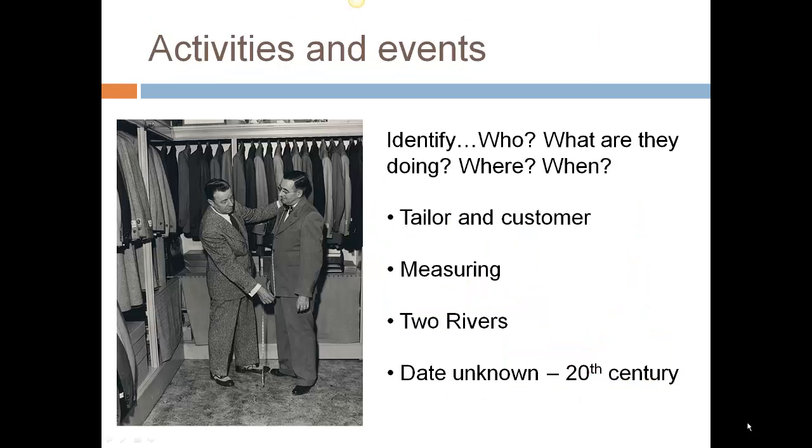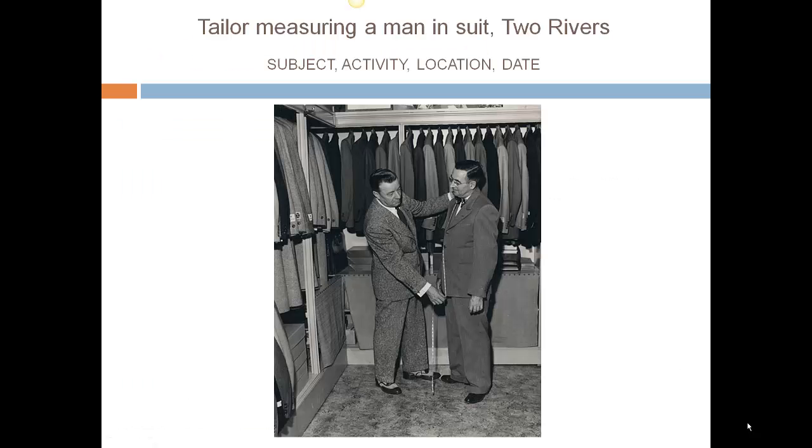Here's an example of a photograph that includes an activity or action. We can see a tailor measuring a customer, and we know that this photo is from Two Rivers, and we can assume that it's the 20th century, but we don't know a specific date. So translating that information into a title, we might get: Tailor measuring a man in a suit in Two Rivers.